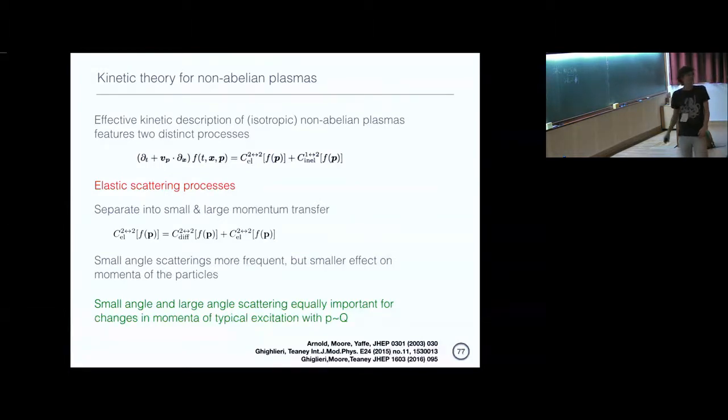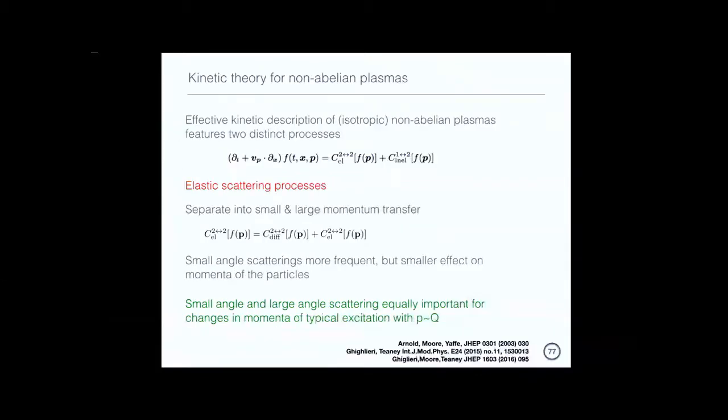So let me briefly introduce what the kinetic processes in the non-abelian plasma are. I'm going to be very brief here because next week there's going to be a full set of lectures on this. Roughly speaking, the kinetic theory for non-abelian plasmas at leading order can be written in the form of a standard Boltzmann equation. It should be understood that this is only valid to describe hard excitations in the system, which are well above the Debye screening scale.